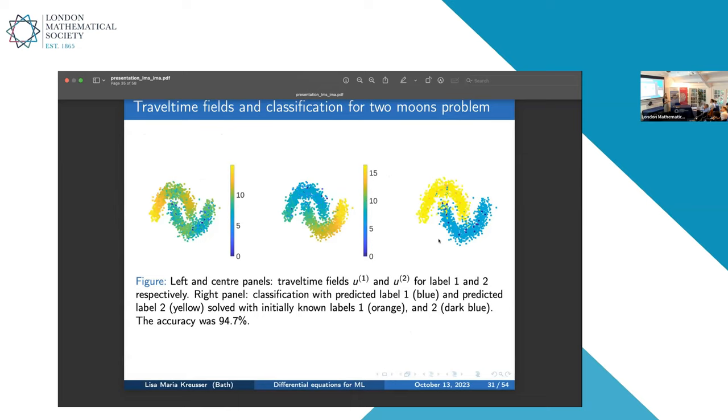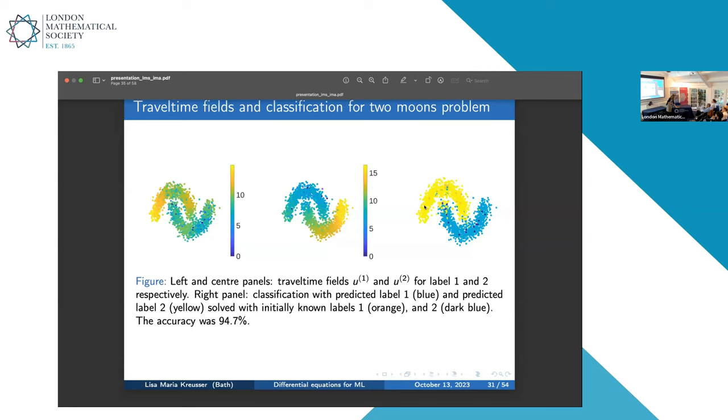So for instance, here on the left-hand side, we see how the blue wave propagates over our given domain. So darker colors mean that the wave arrives there first, and brighter colors mean the wave arrives there later. And here in the middle, the other way around, this is the wave for the yellow points. So initially the yellow wave is mainly here at the top, and then later on it also propagates to the lower parts. And then by taking the minimum time when waves arrive, we can then label our points accordingly. If the yellow wave arrives first, we label it yellow. If the blue wave arrives first, we label it blue. And as you can see here, we have a nice classification into those two moons, a yellow one and a blue one.